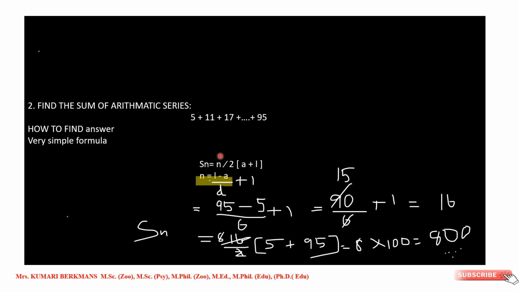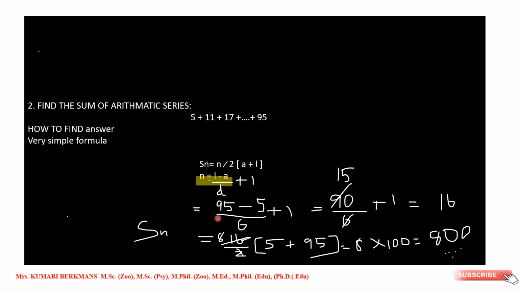So first we have to find out n. There is a formula: n is equal to (L minus A) divided by D, plus 1. L is the last number and A is the first number. So 95 minus 5, last number minus first number, divided by D. D is the difference between the numbers. So 11 minus 5 is 6. So we put this number down.